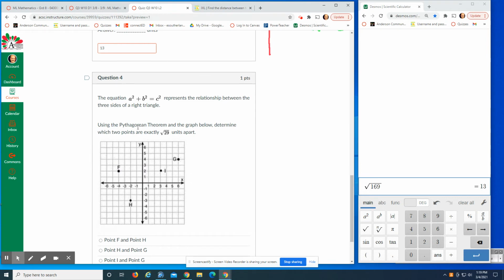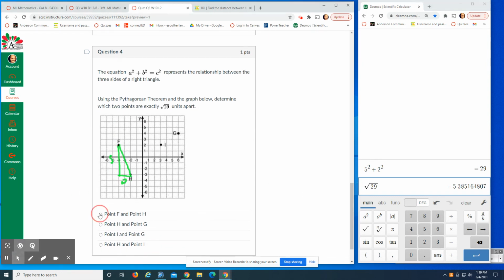Now, this one says, using the Pythagorean theorem and the graph below, determine which 2 points are exactly the square root of 29 units apart. So we've got to check all of these. If I do F to H, that's a 5 by 2. And so I'll enter those into a calculator. 5 squared plus 2 squared. It happens to work out that this one is 29, so the ultimate answer would be the square root of 29, which is exactly what they're looking for. So I know that this is F to H. Just to be on the safe side, I would check the other ones to make sure that they both weren't.